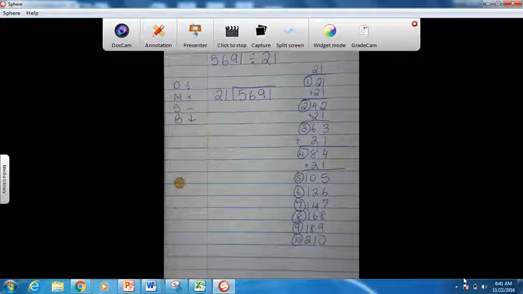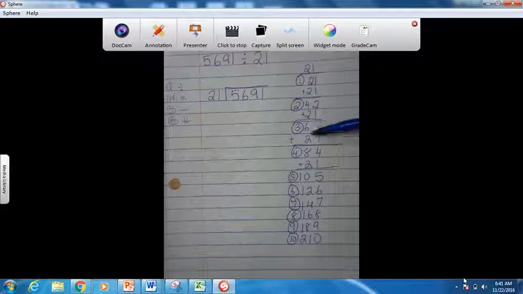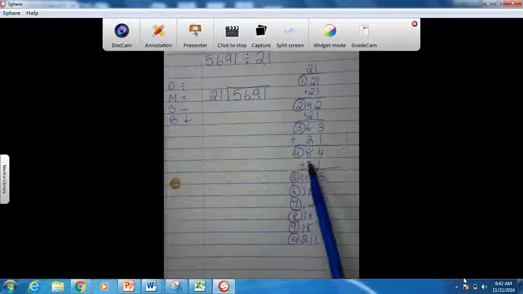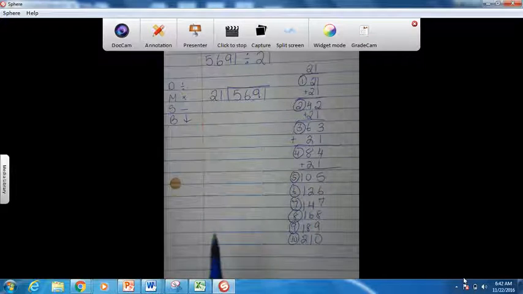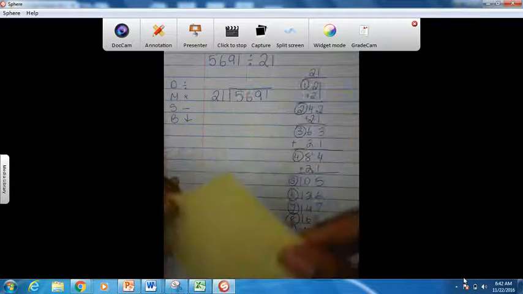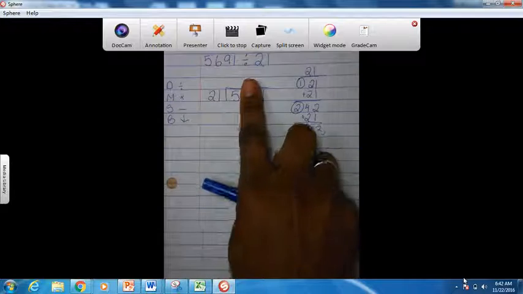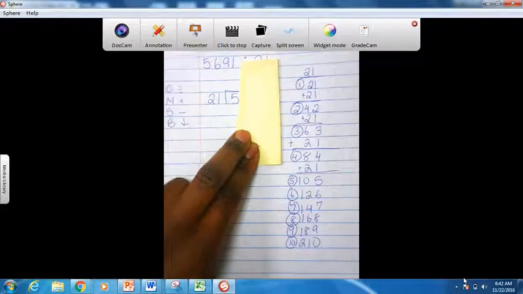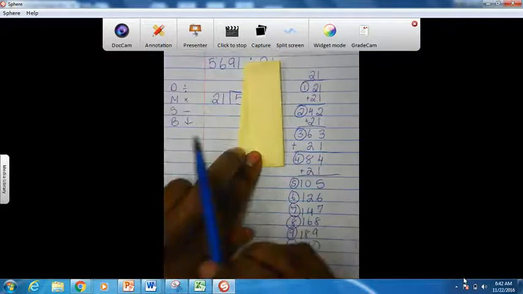Alright, so you should have your list of multiples on the side. As you notice, I had to add because I didn't know what 21 times 5 was. So I added 21 plus the multiple that I got when I did 21 times 4. Alright, so let's get started. We divide one digit at a time. So I use a sticky note or a sheet of paper or my finger, and I'm going to cover up everything in the dividend except for the first number. So let's take a look.